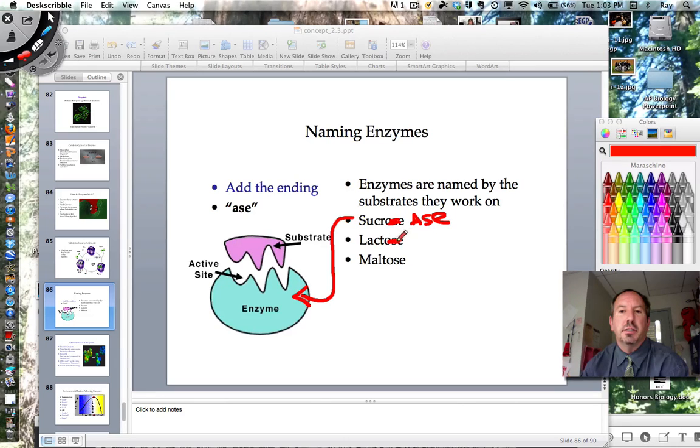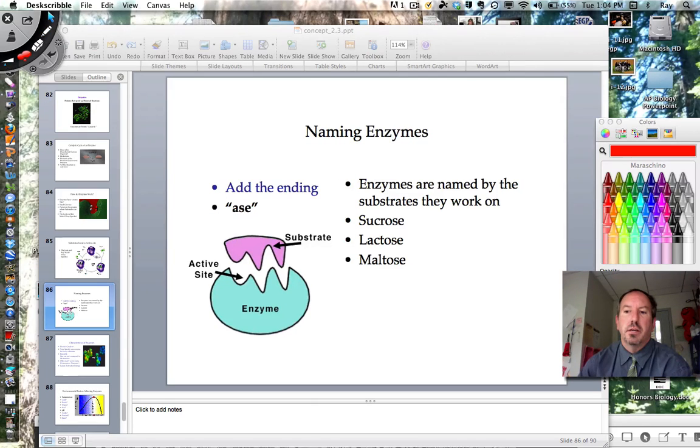The one that digests lactose is called lactase. So if you're lactose intolerant, you're lacking, pun intended, you're lacking lactase. So you don't have that enzyme, and so therefore you're having a difficult time digesting it. And then maltose is maltase.